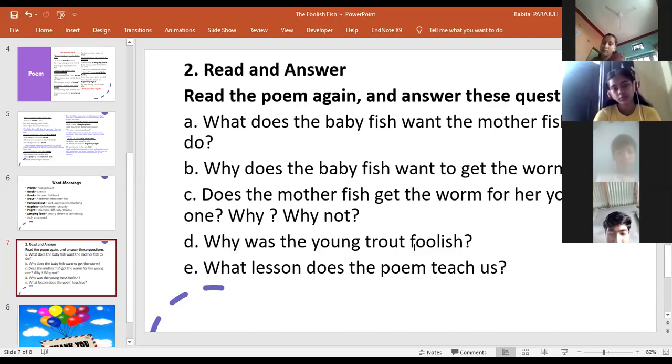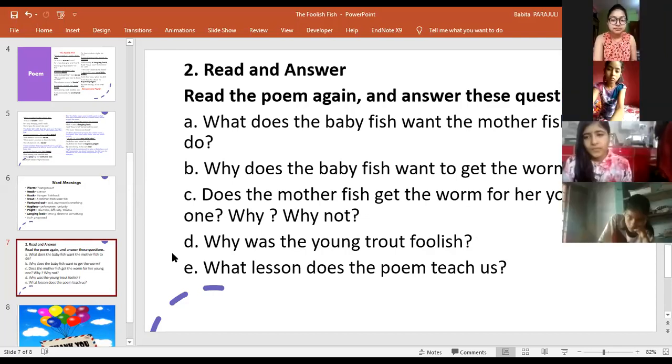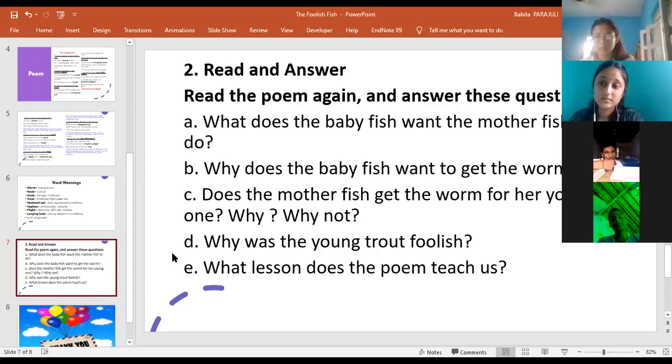Why was the young trout foolish? You can analyze yourself. Why was he foolish? Because he thought himself superior. He thought that he was the only one who was correct. He ignored his mother's request and he decided that there was no hook.